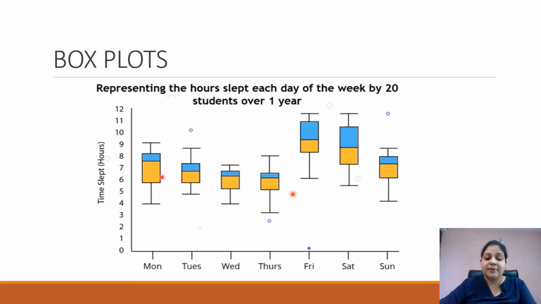Now, if you want to analyze, let's say, Monday, the average time spent by the students sleeping is around 7.5 or 7.8 hours. The minimum time spent is 4 hours and the maximum is 9 hours. That means the range of time spent sleeping is around 4 to 9 hours, with an interquartile range of approximately 5.8 to 8.8, right? So this is how we can analyze the different types of data when we represent them in the form of a box plot.